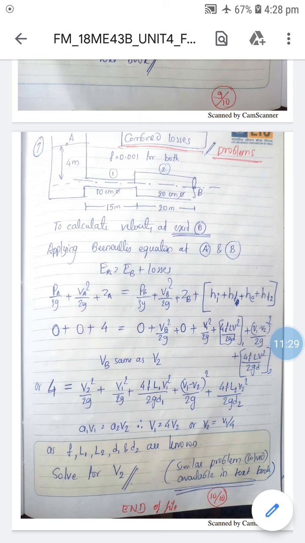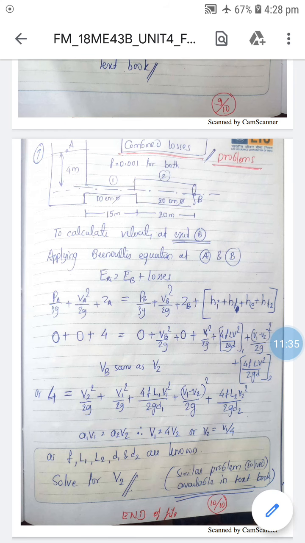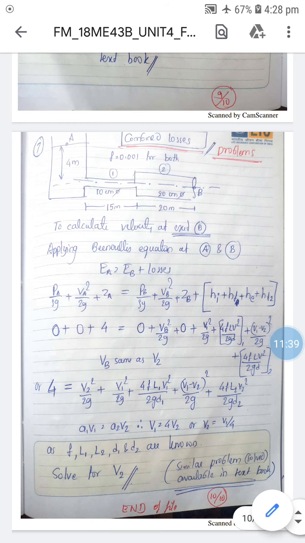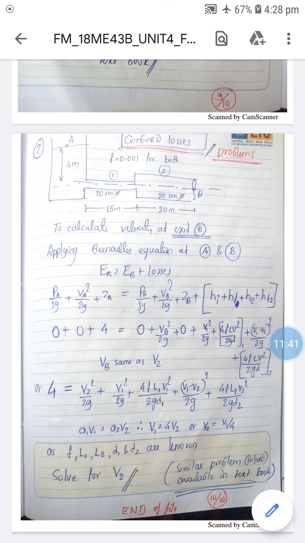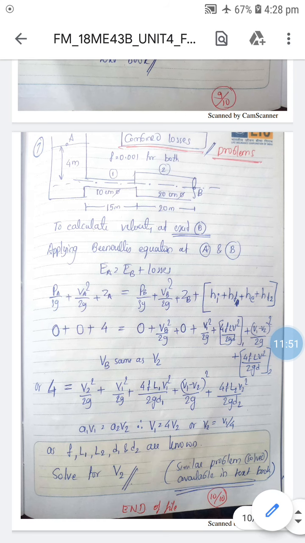So finally we get 4 equal to 0.5 V1 square by 2g (the entrance loss) plus 4 f1 L1 V1 square by 2g D1 plus (V1 minus V2) whole square by 2g plus 4 f2 L2 V2 square by 2g D2, plus V2 square by 2g. Now if the coefficient of friction is the same, since both pipes are of the same material, then f1 and f2 are the same. But here you can see that there are two unknowns, V1 and V2.